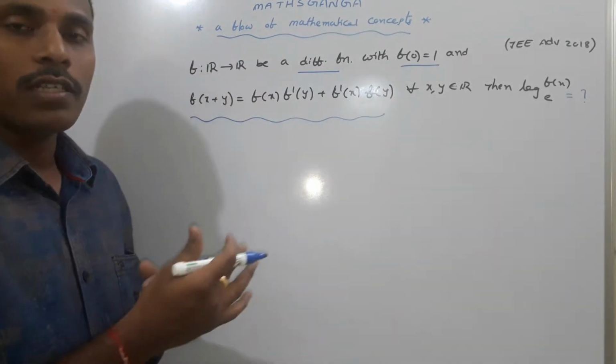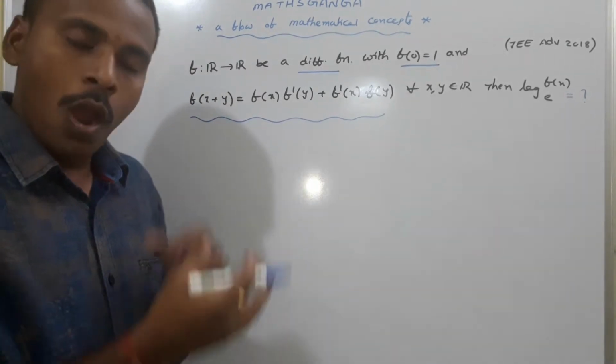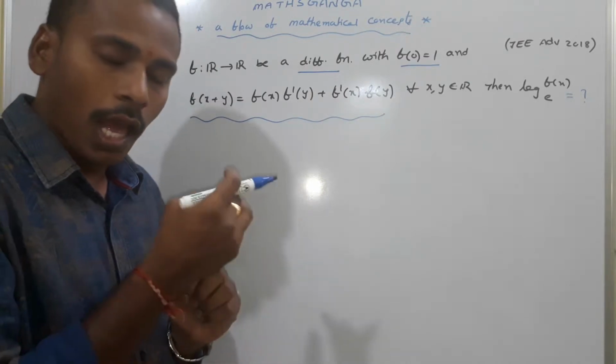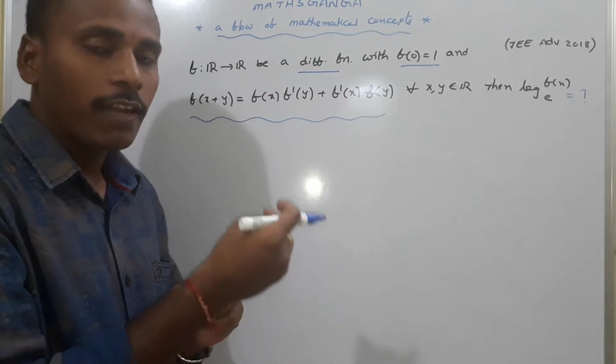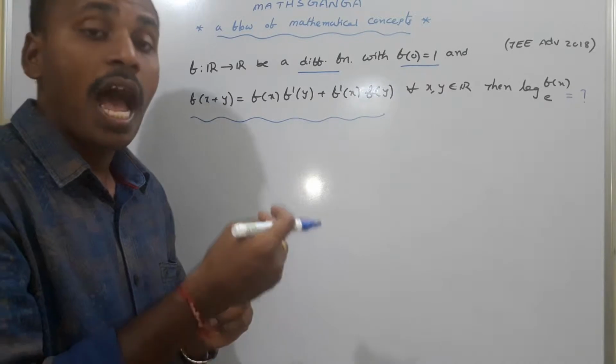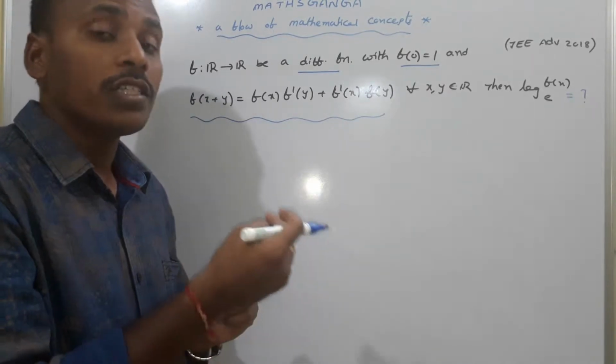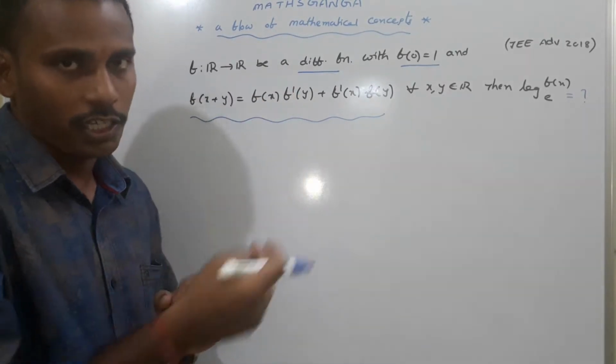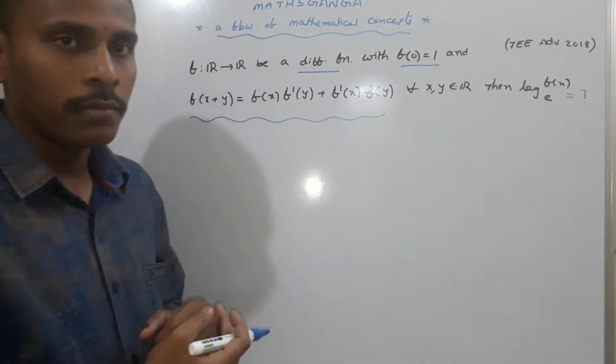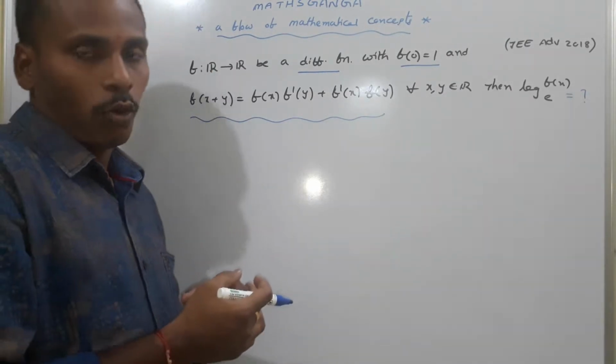See, there are different ways to solve this problem. One approach is, along with the functional relation, identifying the function which satisfies the given functional relation. And the other is the usual integration process.